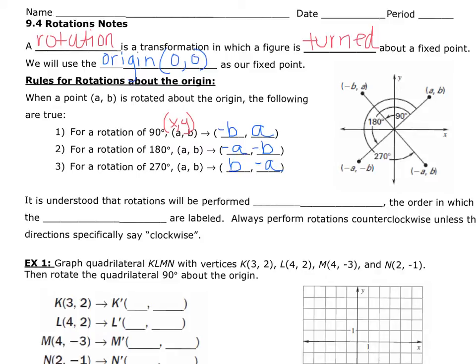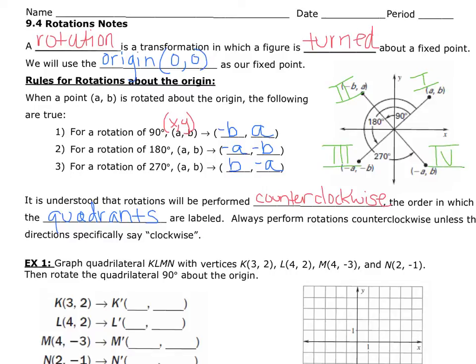Now, it is understood that rotations will be performed counterclockwise, unless it specifies otherwise. The reason is that this is the order that we label the quadrants. So remember the quadrants of the coordinate plane: this one is 1, then you have 2, then 3, and then quadrant 4. To name the quadrants on the coordinate plane, you make a C. So that's why we rotate counterclockwise: that's the way things are labeled.